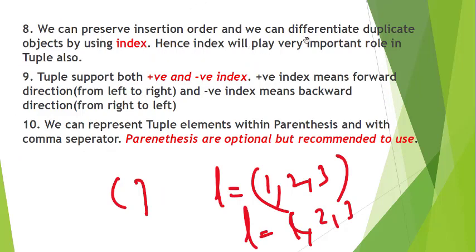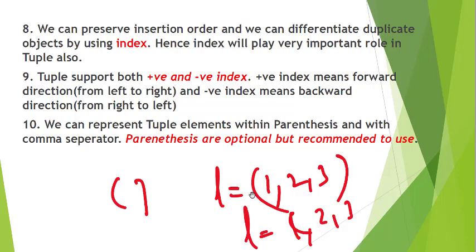So we can differentiate duplicate elements by the index, because we can access the elements by the index, and there's also the positive index and negative index. That means you can go forward and you can come from the back, left to right or right to left. And you need to have the parentheses to represent the tuple, and there should be the commas. We have to remember the parentheses are actually optional, but it's recommended to use parentheses because it will differentiate between a list and a tuple.